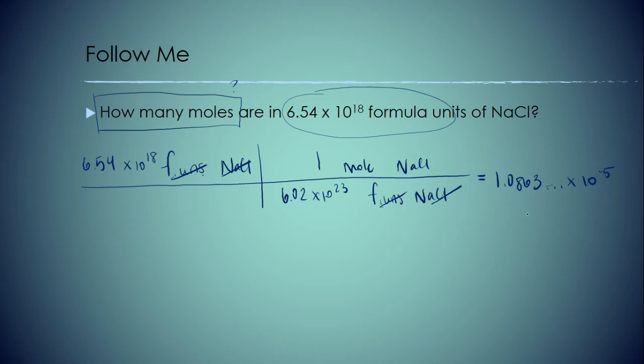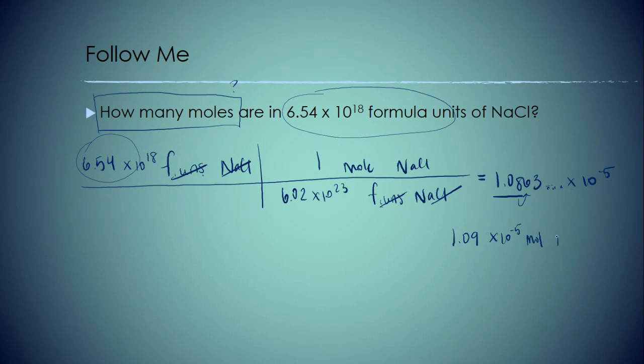It's going to say 1.0863... times 10 to the negative 5th. I mean, my calculator shows a lot more digits than that, and I don't want to write them all down. Can I keep all of this? Well, of course not. I have to round it based on sig figs. This right here has 3 sig figs. Remember, with scientific notation, we don't look at this part over here. We just look at the digits before the power of 10. There are 3 significant figures in 6.54, so I can keep the first 3 digits here. The 6 is going to round the 8 up. So 1.09 times 10 to the negative 5th moles of NaCl.